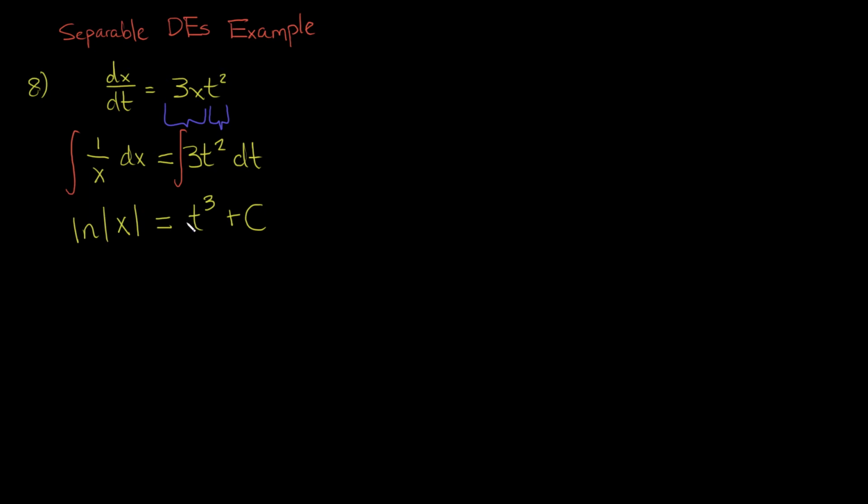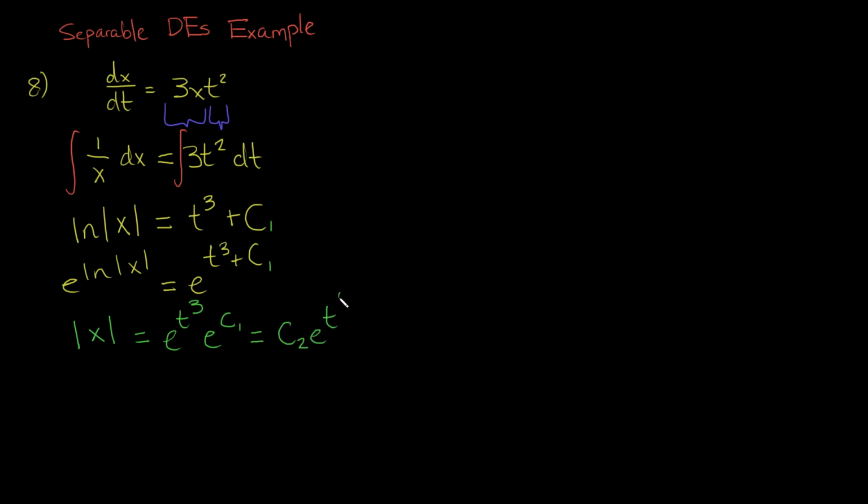Well, in that case, we can raise both sides to the power of e. So e to the natural log of the absolute value of x equals e to the t cubed plus c. And this is really just a way of getting rid of the natural log here, because now what we're left with is much better. It's the absolute value of x equal to, now we can use exponent properties to separate this e to the t cubed plus c out into multiplication. This is e to the t cubed times e to the power of c. And let's start denoting these as c1, because e to the power of c1 is nothing but another arbitrary constant, which we can call c2, times e to the t cubed.